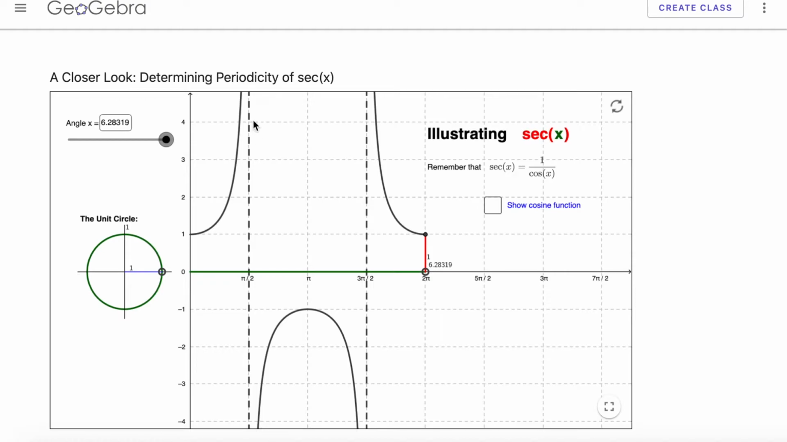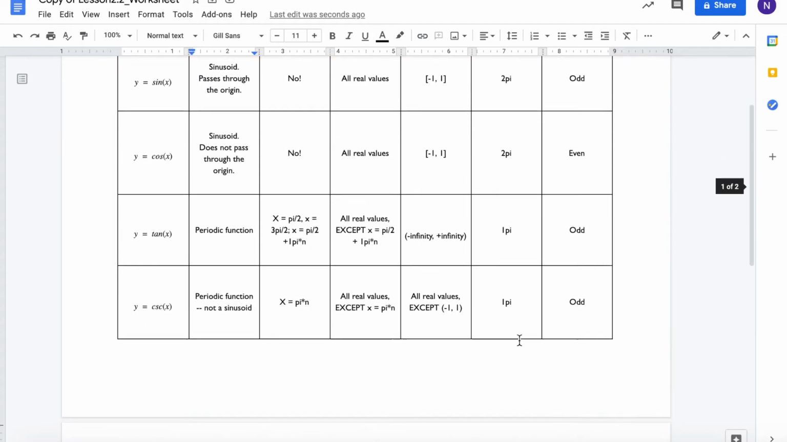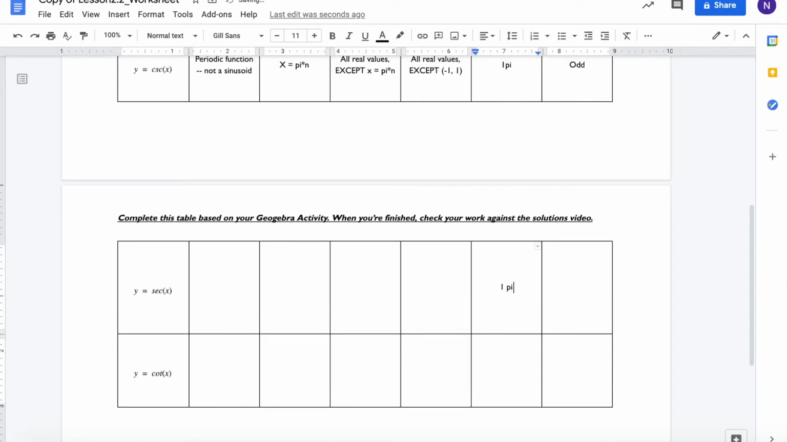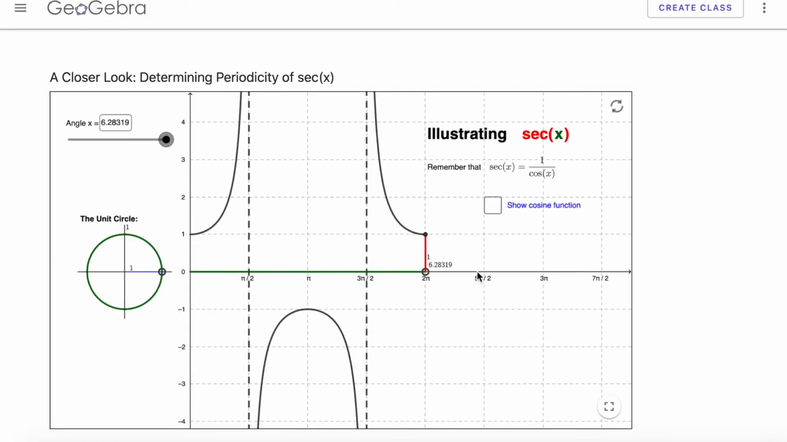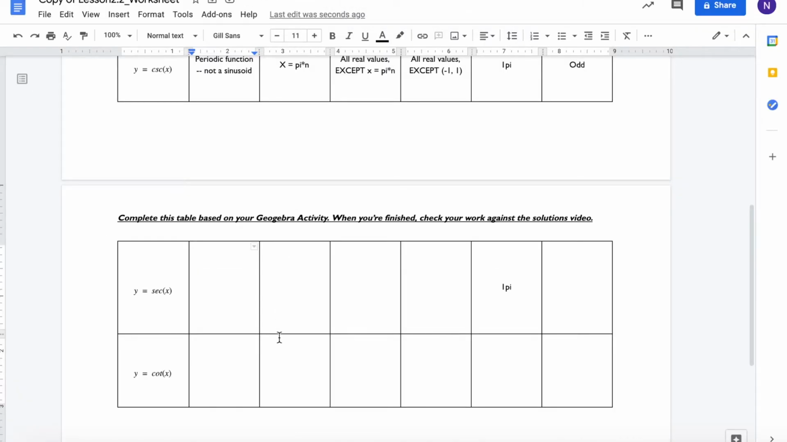And just like before, I noticed that there's a boundary line. I noticed that there's a boundary line at pi over 2. I noticed that there's one at 3 pi over 2. So if I take the difference between these, I can determine that my period is 1 pi, because 3 pi over 2 minus pi over 2 is 1 pi. So my period of secant of x is going to be 1 pi. There we go. And then let's just describe what it looks like. Like we said before, it looks pretty similar to cosecant of x. So we know it's a periodic function, and it's not a sinusoid.